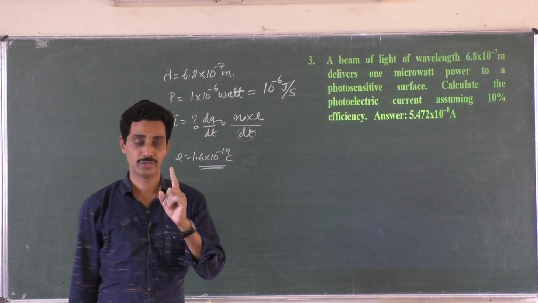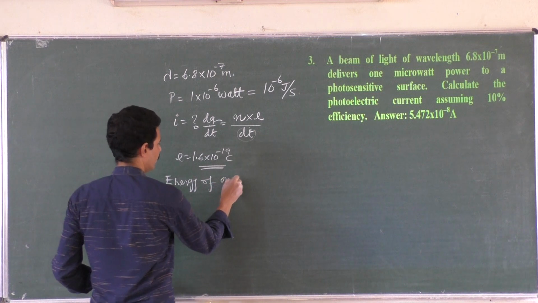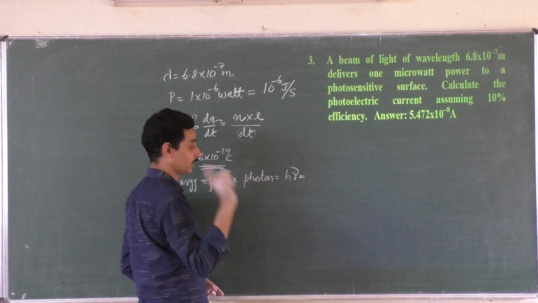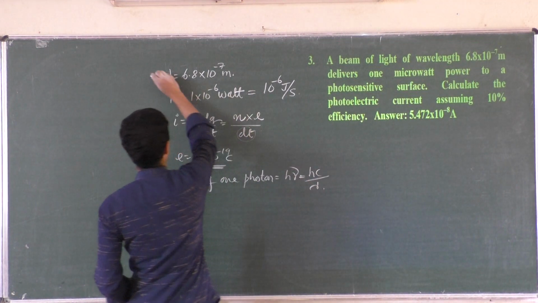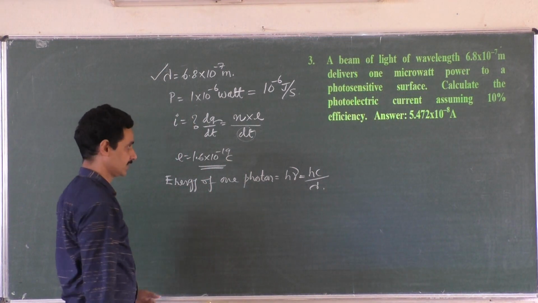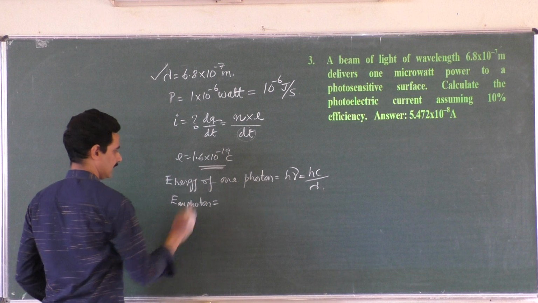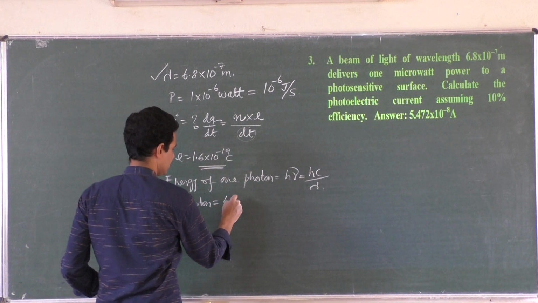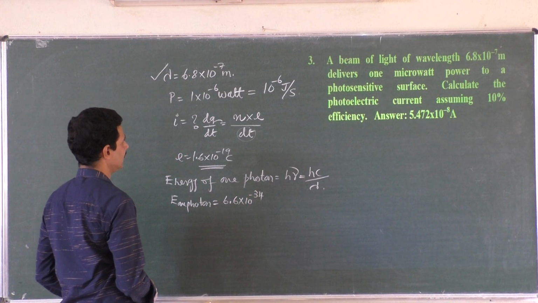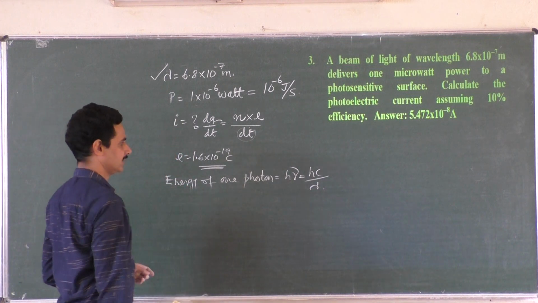What is the energy of one photon? Energy of one photon is equal to h nu. Energy of each photon is h nu, or hc by lambda, because lambda is given for us. Shall we calculate the energy of one photon? Yes, we will do that first. Energy of one photon is equal to h, 6.6 into 10 to the power minus 34. Or shall we write a formula and then substitute? Energy of one photon is hc by lambda.